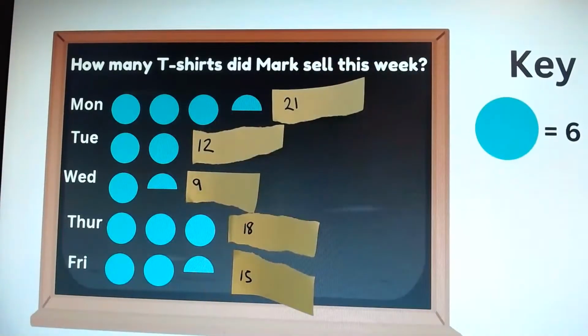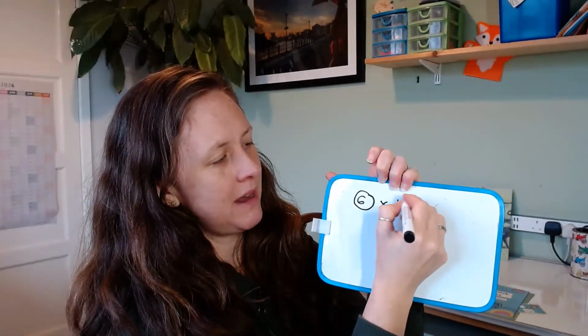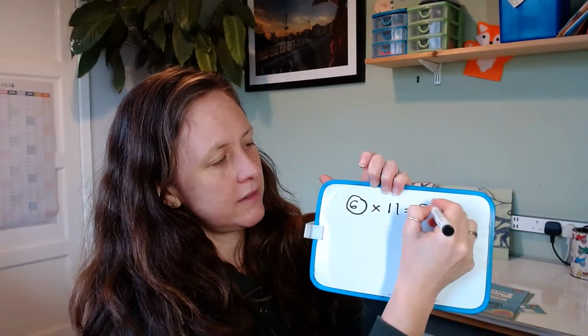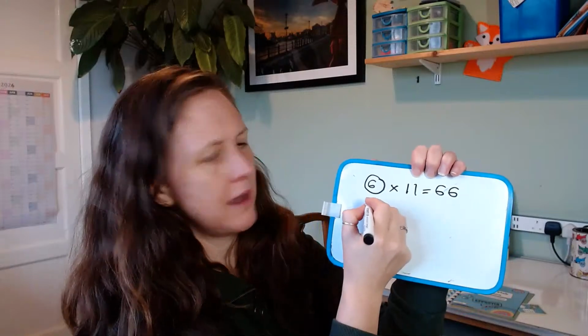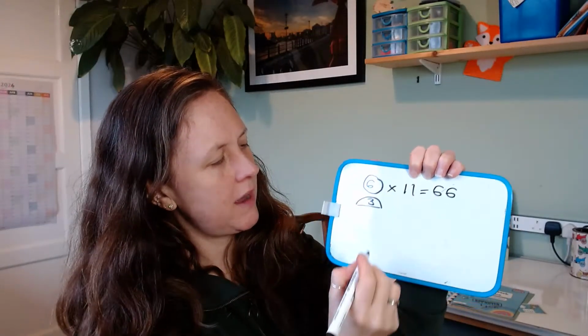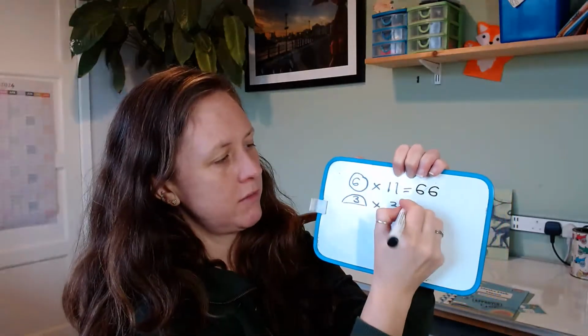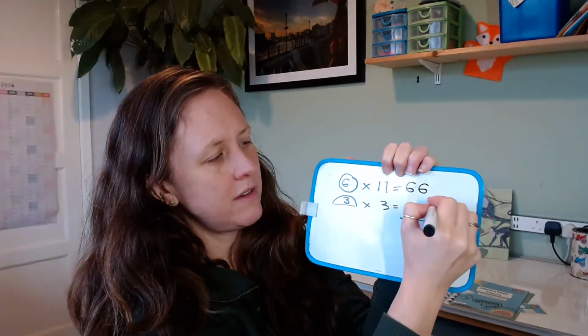1, 2, 3 half circles. So 11 full circles, 3 half circles, and they used that information to work it out. So 11 full circles, each full circle is worth 6, and they had to times that by 11, which gives us 66. And then there was 3 half circles. How did I draw my half circles, like this? 3 half circles, and each of those were worth 3. So 3 times 3, which equals 9, and then just added those together.